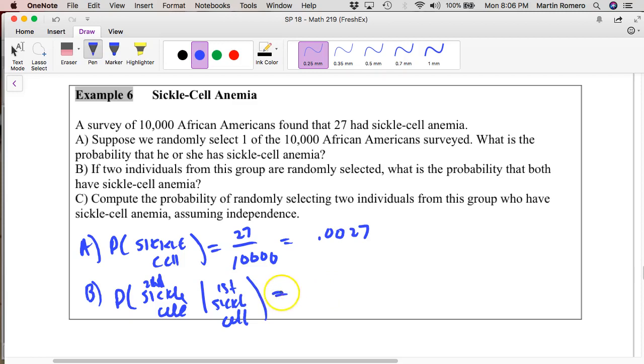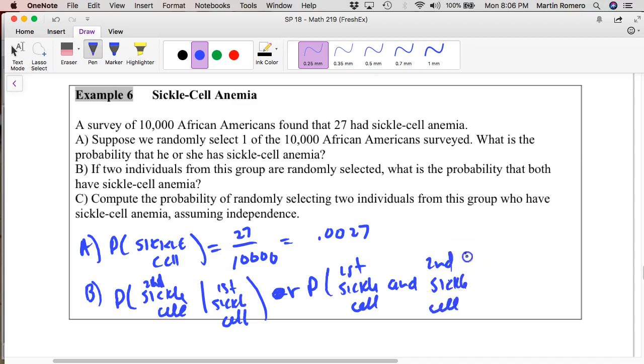I could also see this as a sequence of events, technically. What's the probability? So you might be able to see it this way. The probability that the first has sickle cell and the second has sickle cell. It gets a little tricky sometimes because I can see it two different ways. What's the probability that the second one has sickle cell given that the first one has it? That would be the same as what's the probability the first has sickle cell and the second?